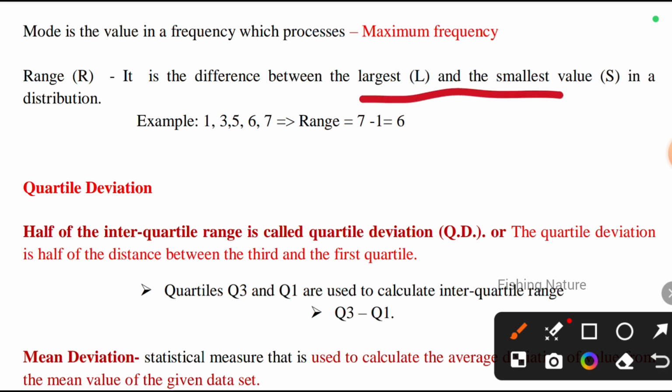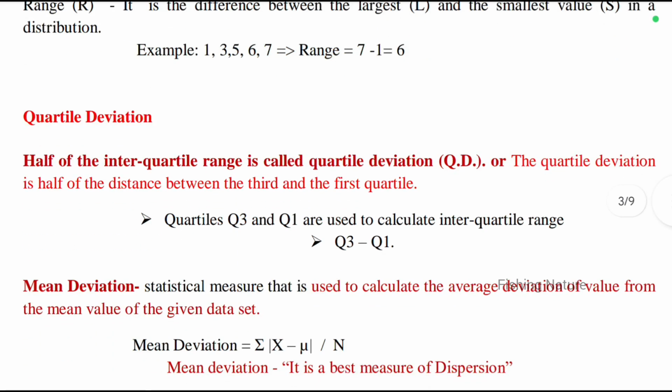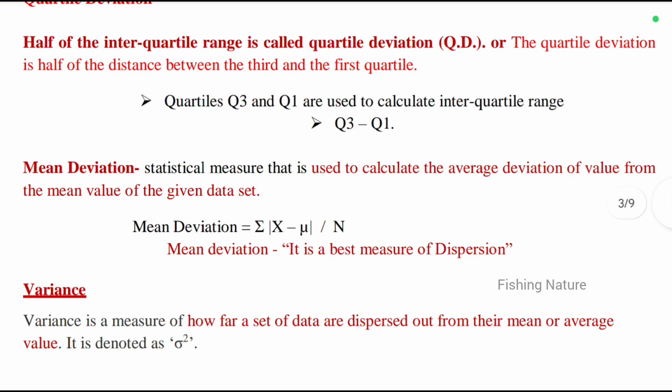Next, quartile deviation. Quartile deviation is half of the interquartile range, that is, half of the distance between the third and the first quartile. This is the quartile value. Q3 and Q1 are the interquartile range values.